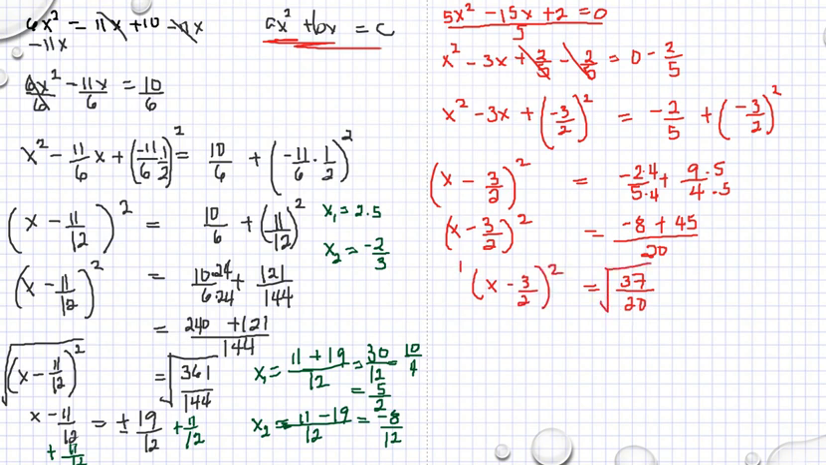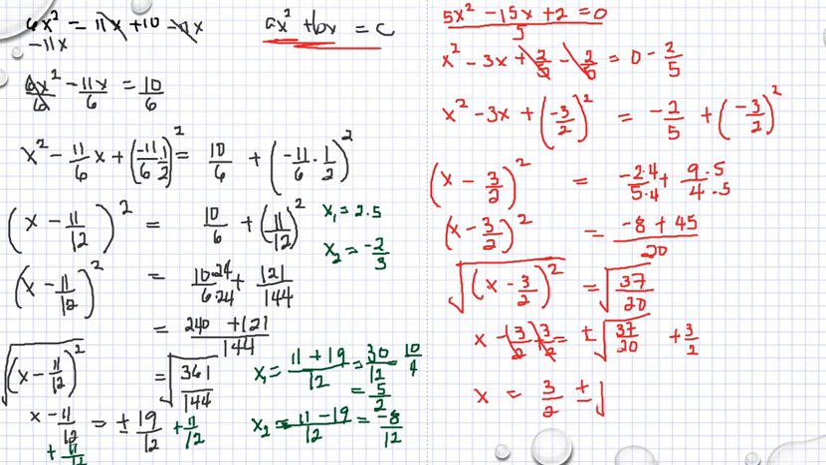And then we take the square root of both sides of the equation. And we have x minus 3/2 is equal to plus or minus the square root of 37/20. And then if we add both sides of the equation by 3/2, then we have x is equal to 3/2 plus or minus the square root of 37/20. That's the x sub. You can find the x sub 1 and x sub 2 here.